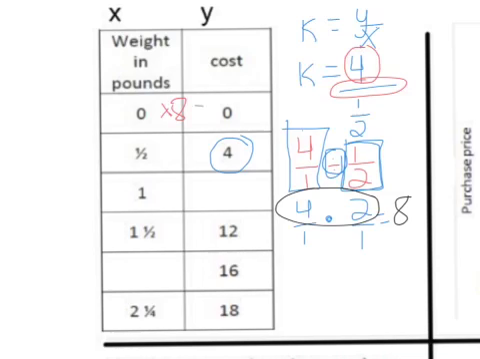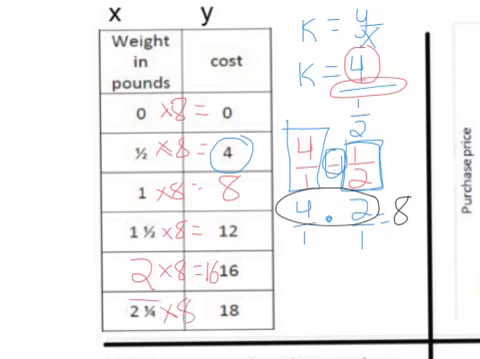0 times 8 is 0. 1/2 times 8, if we have 8 halves, we're going to have 4. 1 times 8 is 8. 1.5 times 8 is 12. Some number times 8 would be 16. So that's going to be 2. And 2 1/4 times 8 is going to be 18.